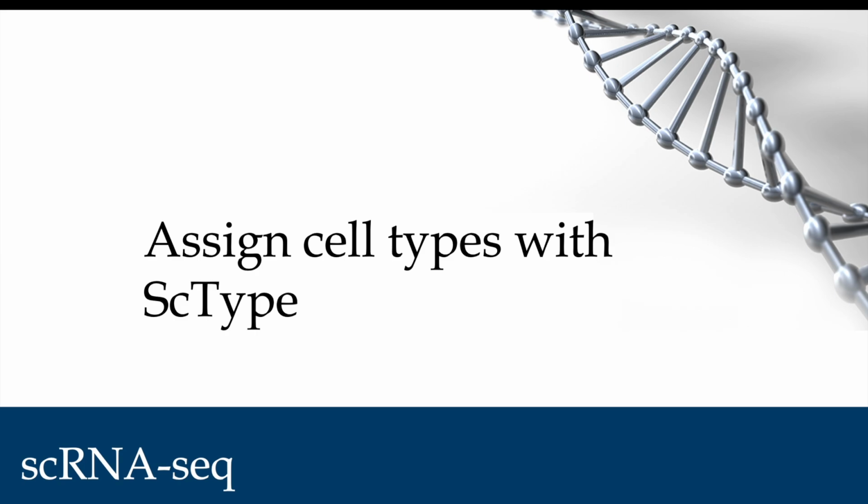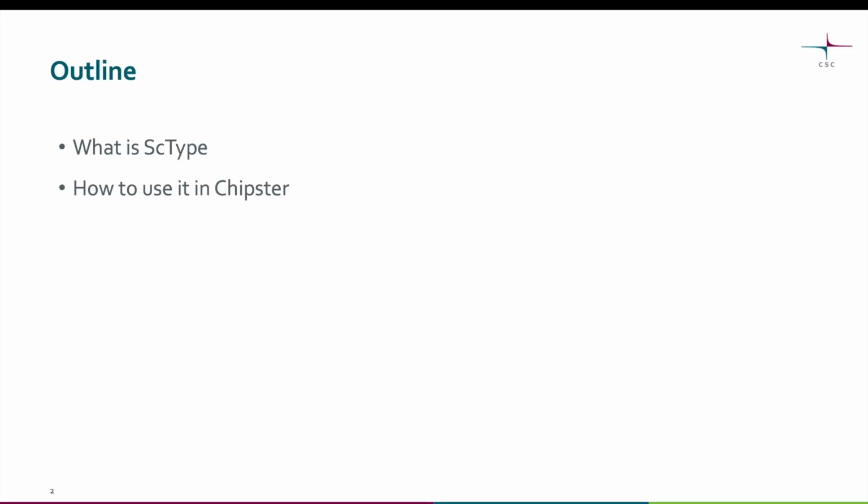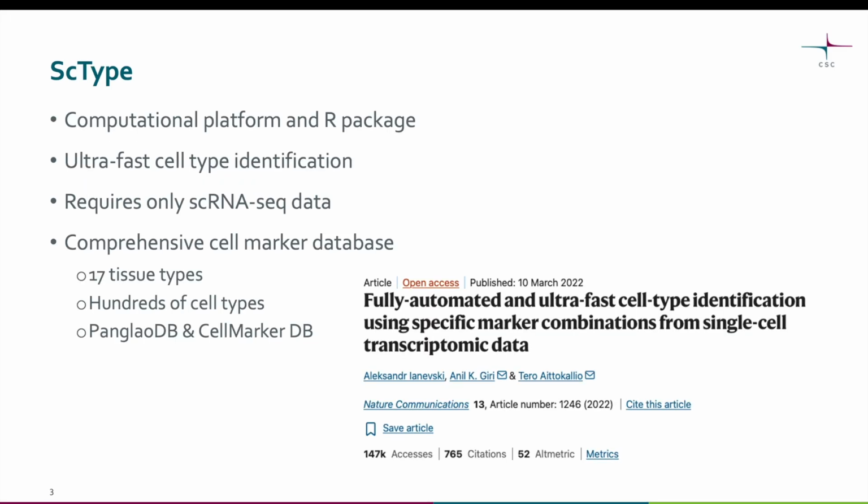In this video, I will show how to assign cell types with ScType on single-cell RNA sequencing data in Chipster. First I'm going to introduce ScType and tell what it is, and then I'm going to show how to use it in Chipster.